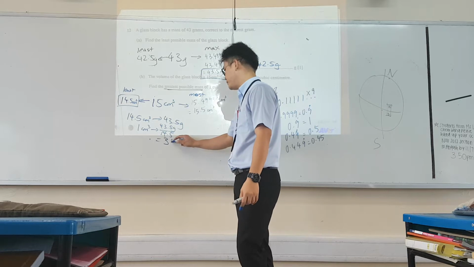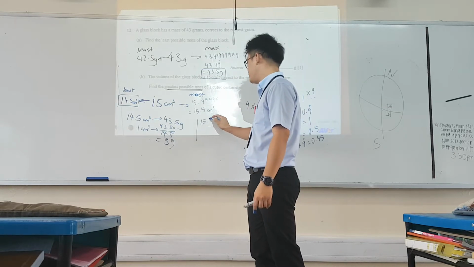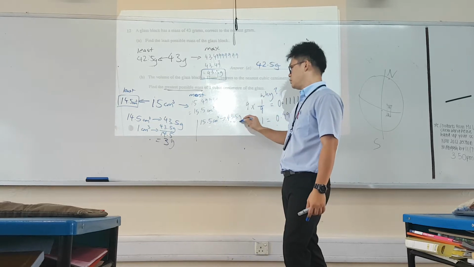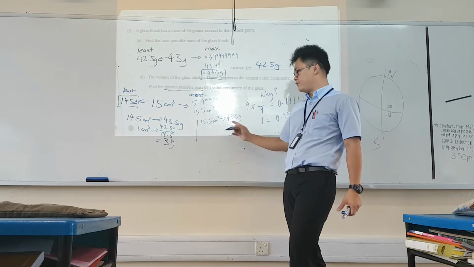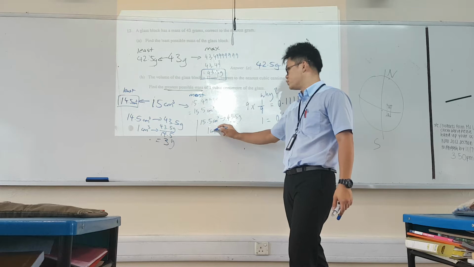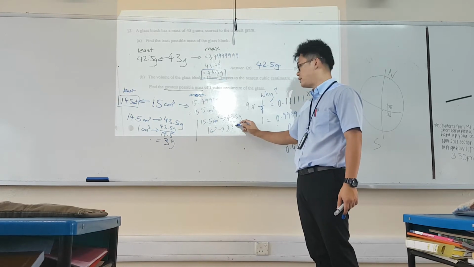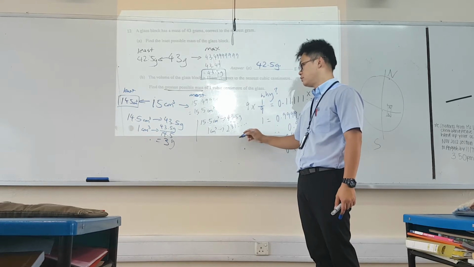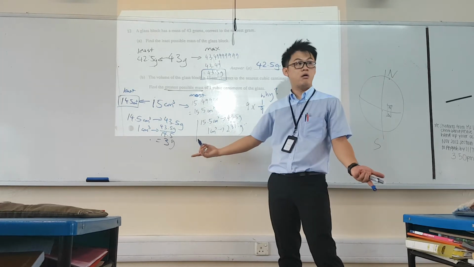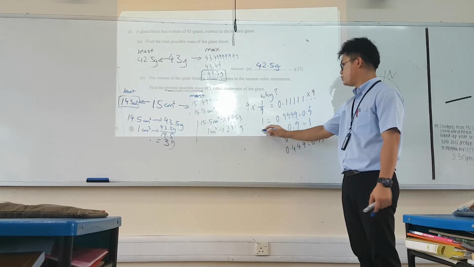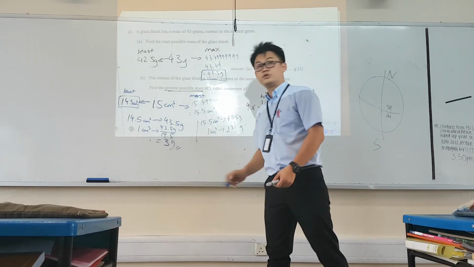Let's say I want to check. Let's say I use 15.5. Would the 15.5 cm cube volume give me the largest mass? 1 cm cube equals what? It will give me 2.81 grams, right? So which one is more? The 3 grams is more. So I use 3 grams, so the answer is 3 grams. You know what I'm trying to say?